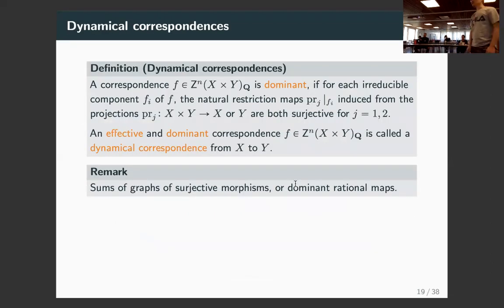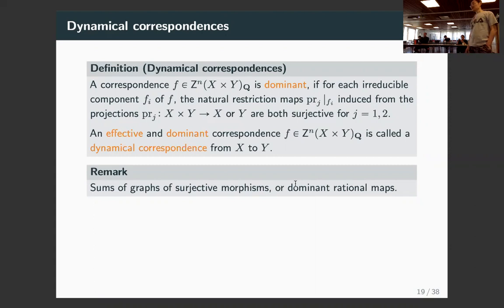Okay, so dynamical degree. First, a correspondence is dominant means that for any irreducible component of this F_i, we have the two lateral projections down to X and Y, and then this correspondence is dominant means that these two projections are both surjective. And then a dynamical correspondence is just an effective and dominant correspondence. So it is first effective, and then the two projections down to X and Y are both surjective.